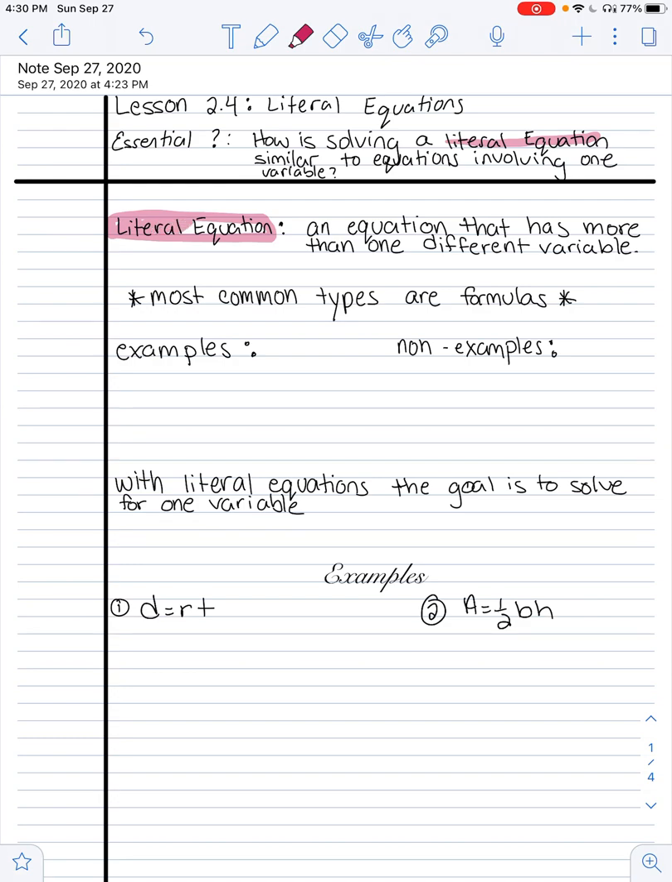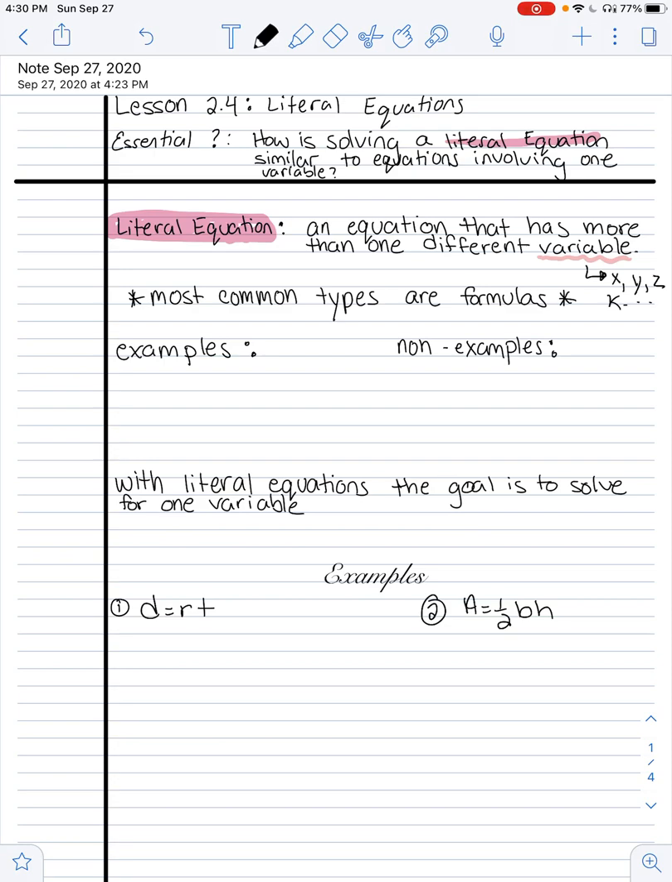So the first thing we want to do is define what a literal equation is. A literal equation is an equation that has more than one different variable. Remember, our term variable here just represents our unknown. A variable is our letters. So this could be X, Y, Z, it could be K, it could be any letter that you want it to be. If it's an unknown, it is known as a variable.